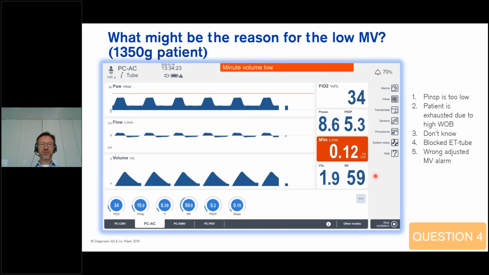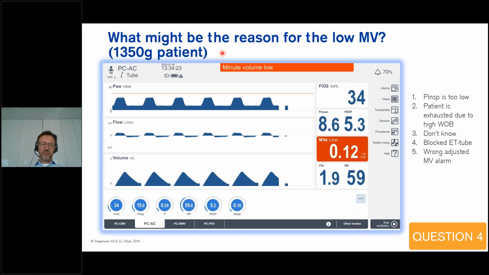Okay, let us come to the next slide, screenshot here. What might be the reason for the low minute volume? So we see here a screenshot with the minute volume alarm. We see, in fact, that the minute volume is displayed here, that it's relatively low. And additional information is here that this patient is a 1,350 gram patient.